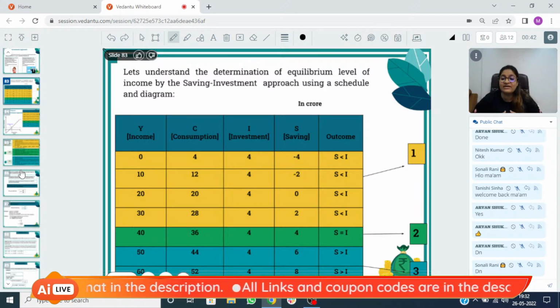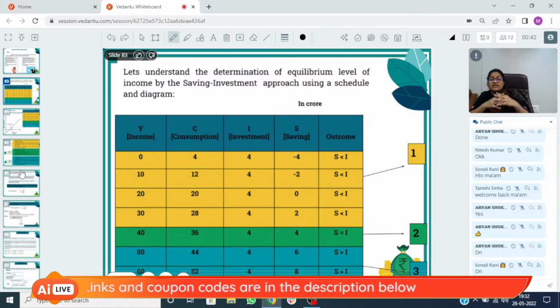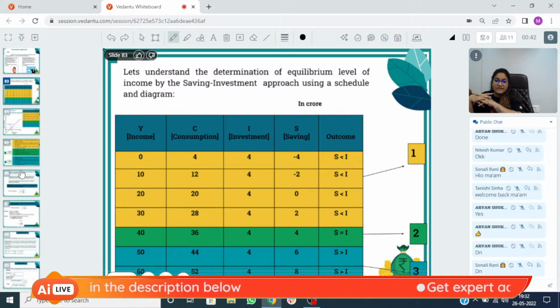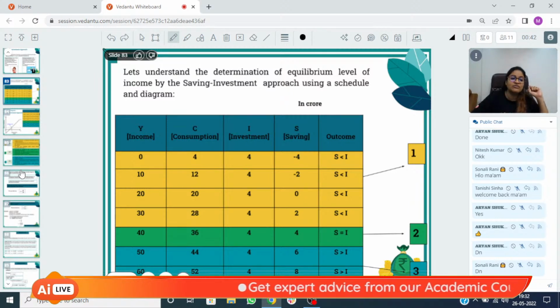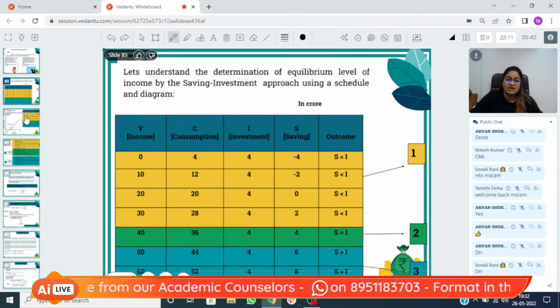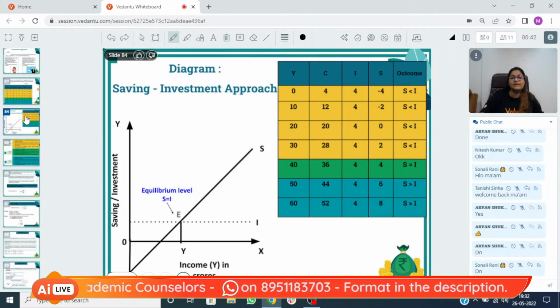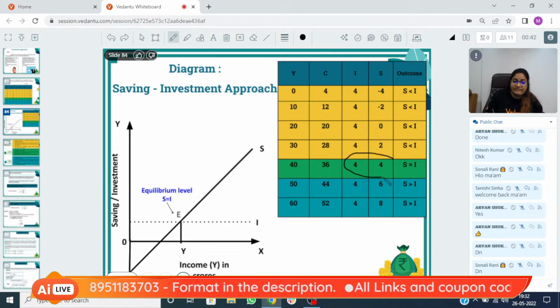Then comes a time where savings is equal to investment, where whatever people are saving is channelizing into investment. And savings is more than investment, which means people are hoarding more money with themselves. Every economy wants to operate at a level where savings is equal to investment. So here the equilibrium level will be where savings is equal to investment.